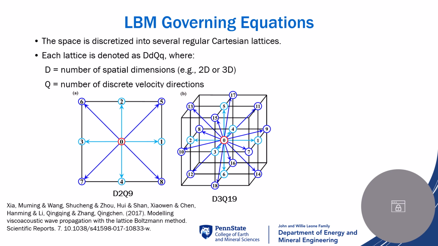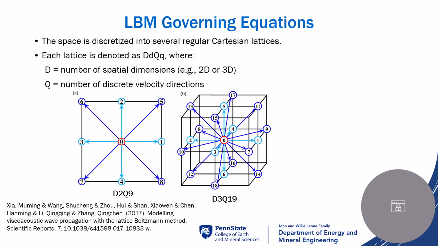Each lattice structure in LBM is denoted using the format DdQq, where the capital letter D is the number of spatial dimensions and Q is the number of discrete velocity directions available at each node. For example, D2Q9 refers to a two-dimensional lattice with 9 discrete velocity directions, and D3Q19 refers to a three-dimensional lattice with 19 discrete directions.